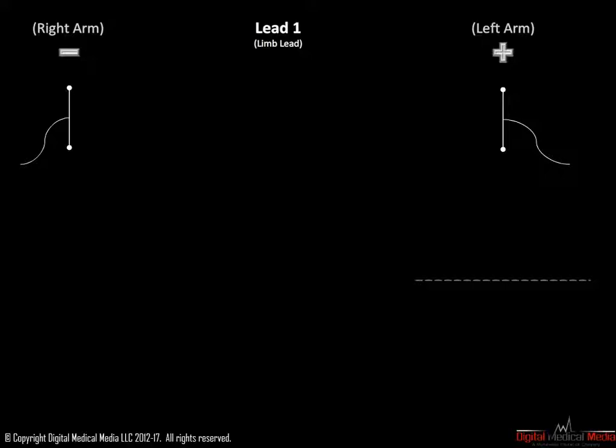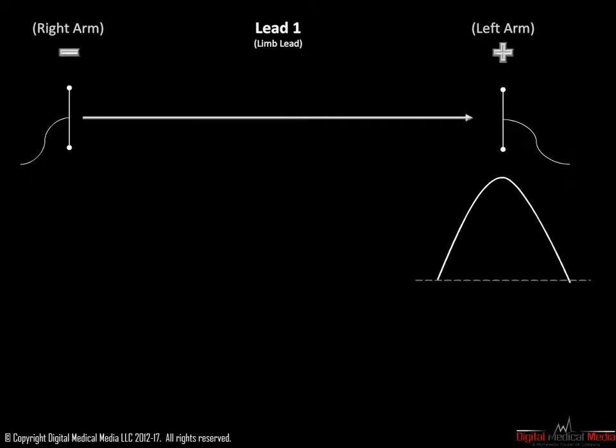The second issue, which contributes to the height or amplitude of the signal recorded, is the direction of the vector of depolarization relative to the direction of recording on the lead. In this example, if a vector of depolarization is traveling parallel to the orientation of the lead from the negative pole to the positive pole, then a large and positive signal will be recorded on the graph paper. The signal is positive because the vector is moving from the negative end towards the positive end.